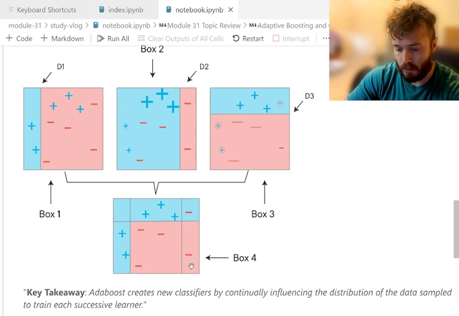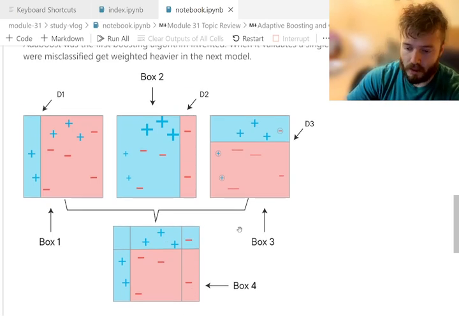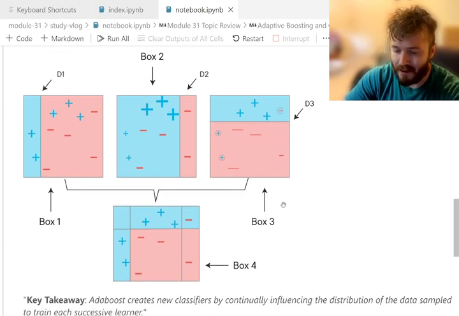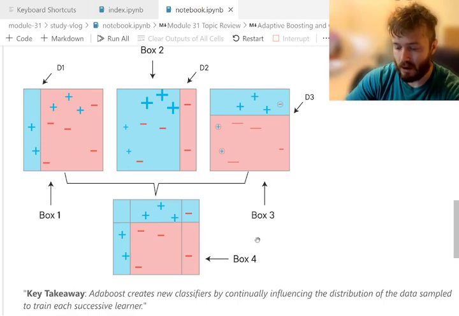You can see in box 4, there's really only one data point that was misclassified, versus the rest of them, where a majority of the data is misclassified. But as you can see, in aggregate, it's pretty good.